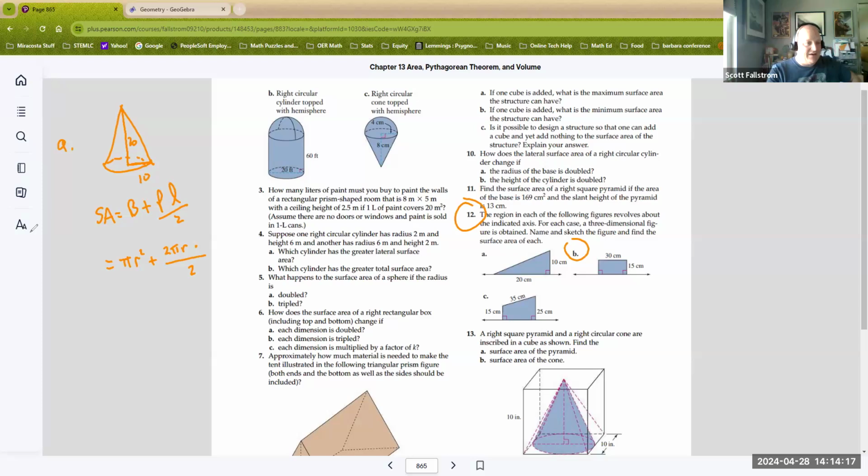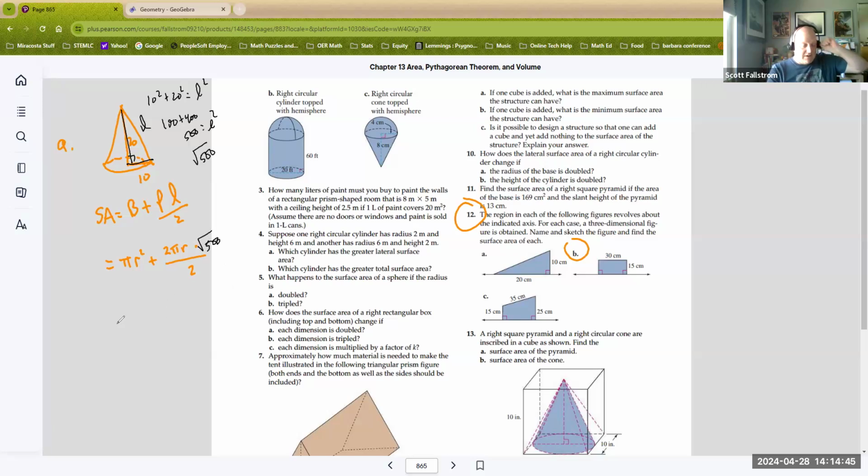Now the slant height here, I have to do a little bit of work because I have a right triangle with sides of 10 and 20. So 10 squared plus 20 squared equals my long side squared. So that's 100 plus 400. So that becomes 500 equals slant height squared. So the slant height is the square root of 500.